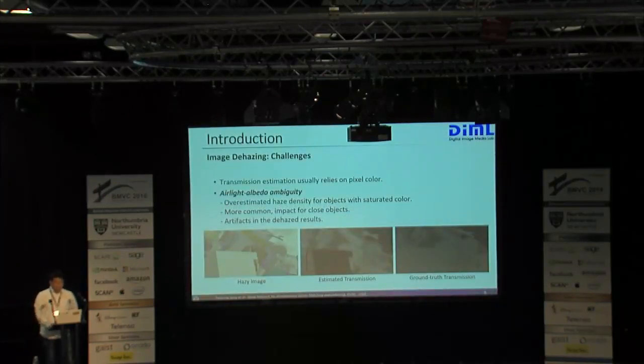To continue, transmission estimation usually relies on the pixel colors, as haze results in saturated color. And there frequently happens a phenomenon called air light albedo ambiguity. It is a phenomenon in which haze density is overestimated for objects with saturated color, disregarding the actual haze level. This ambiguity is more common and has more impact for close objects and results in artifacts in the dehazed result.